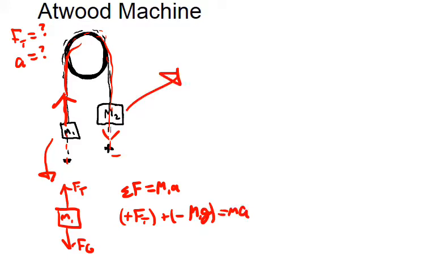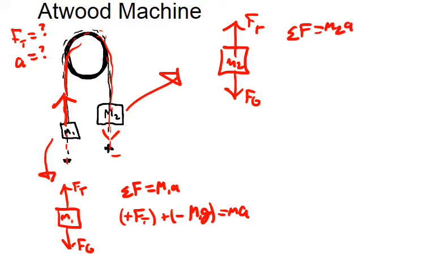And then for the other one, you've got tension this way, force of gravity this way, this is mass 2. So the sum of the forces equals mass 2 times acceleration, and we have the negative force of tension plus the positive m2g equals m2a. And just like we did before, we have two equations, two unknowns.